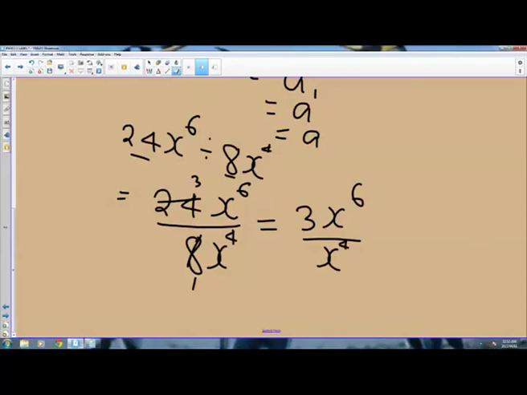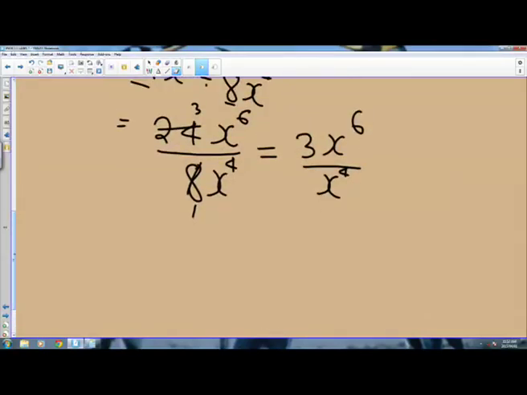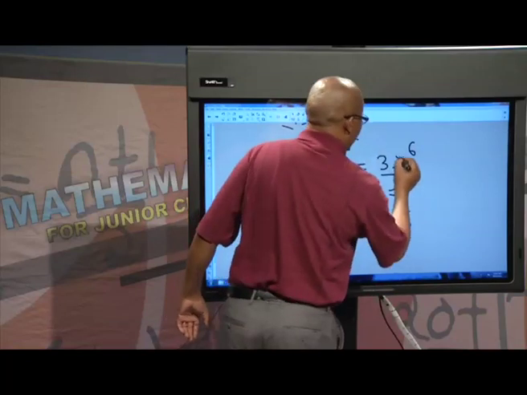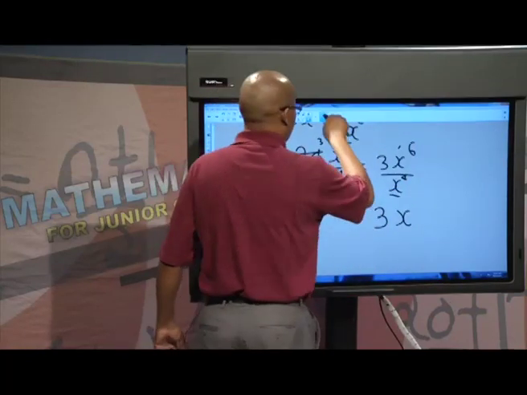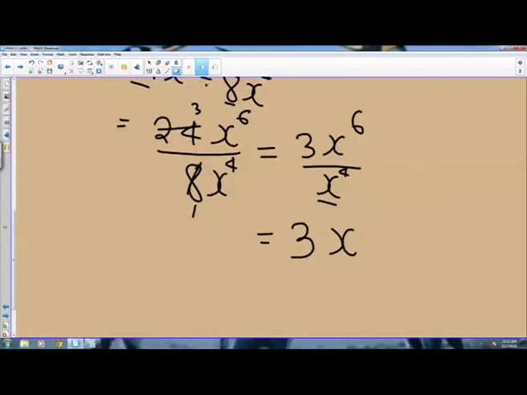And then what does the law say? The law says when you have this, you simply keep the base and then subtract the powers. So this will be 3 times x. Now this x is x to the power what? We've got x to the power 4 here, and then this is x to the power 6. x and x, these are like bases. So we'll write x as it is. Then this will be x to the power 6 minus 4, because the law says keep the base and then subtract the powers. And then this will be 3x to the power 6 minus 4, which is 2. So the answer is 3x squared.